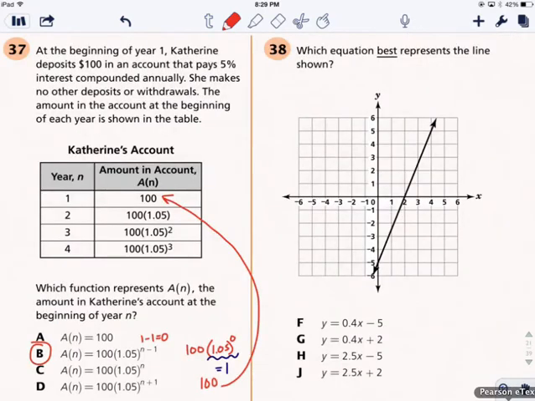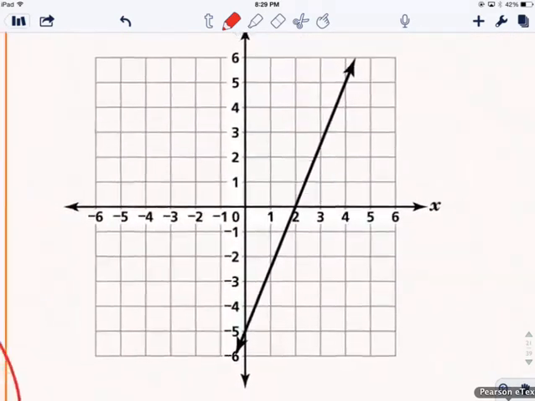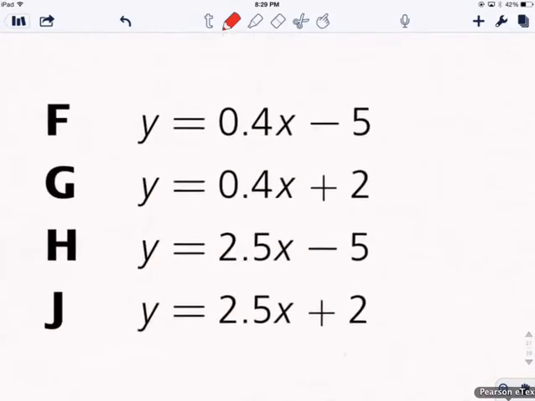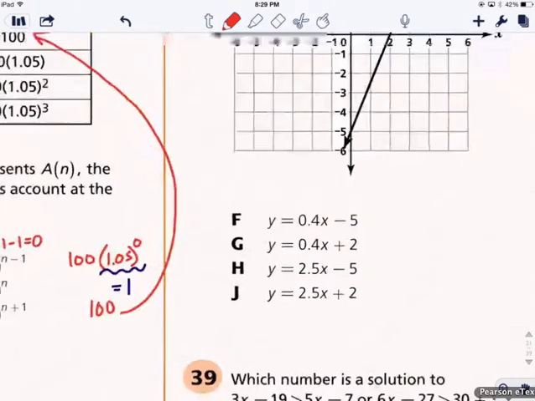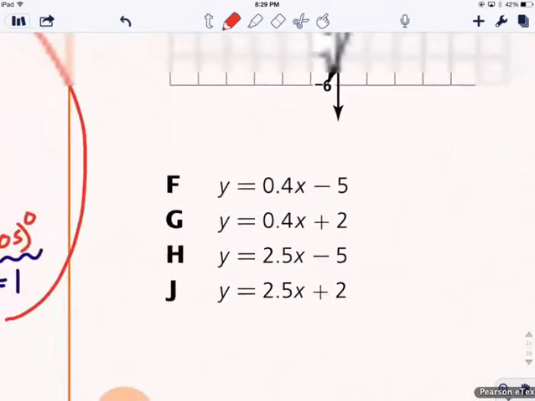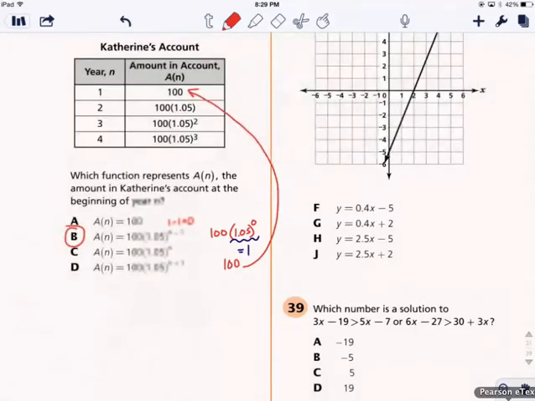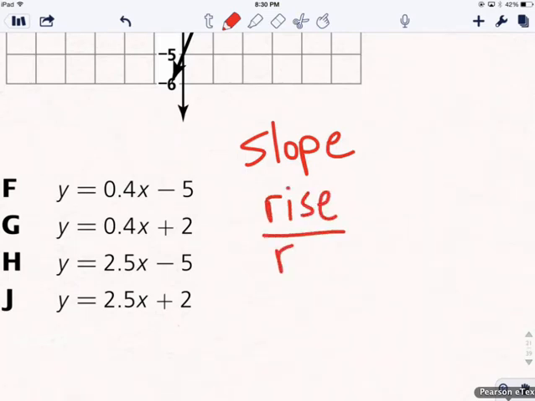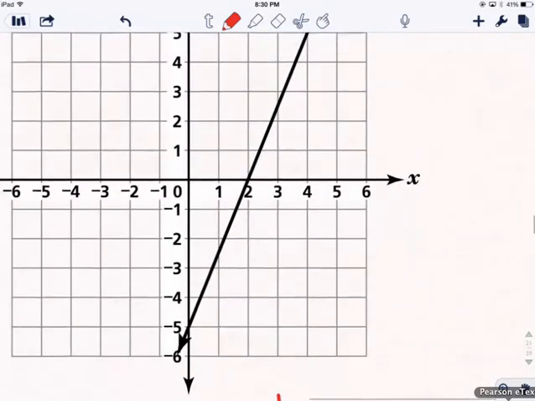Number 38. Number 38, we are given a graph of a line, and we are asked to match that graph with the equation that generates that graph. Now, if you look at the answer choices, what this question is really testing you on is if you understand, first of all, slope. Do you understand that slope is the rise divided by the run? That's the first thing it tests you on. So let's go ahead and find the slope of this line.